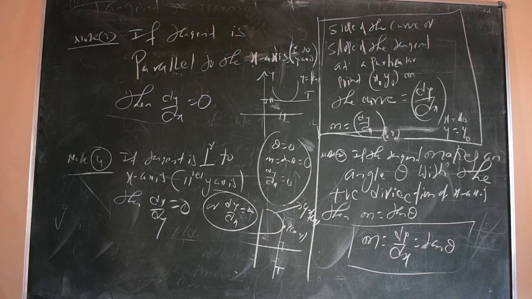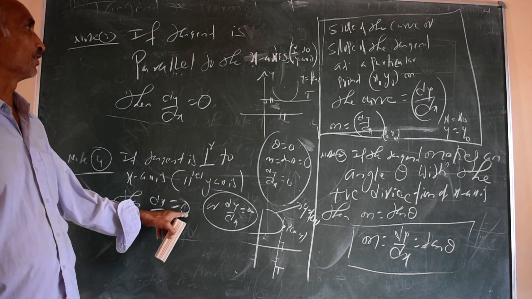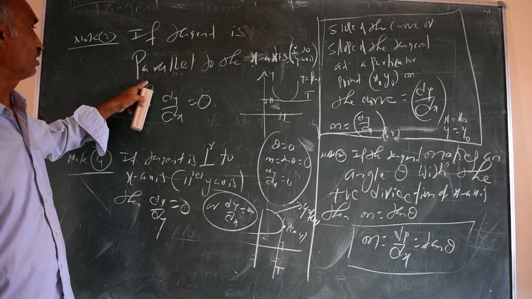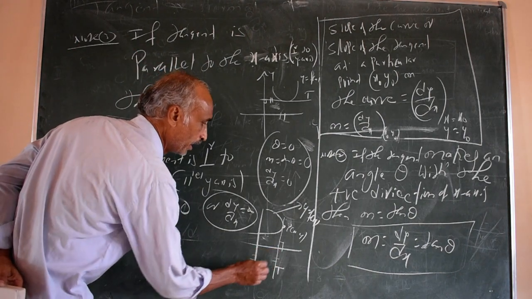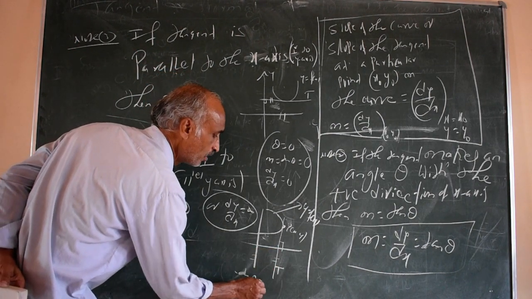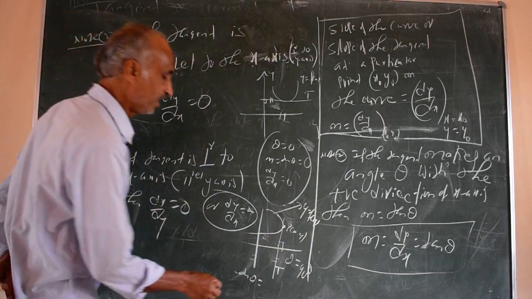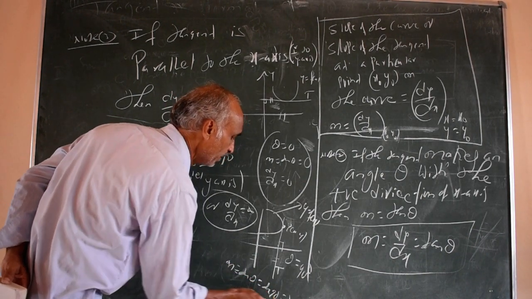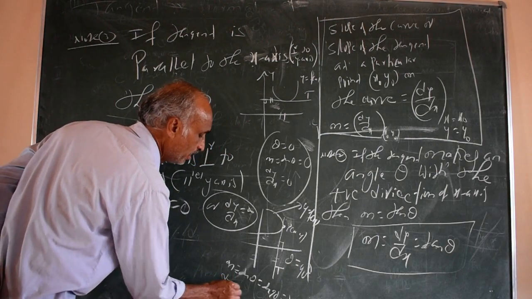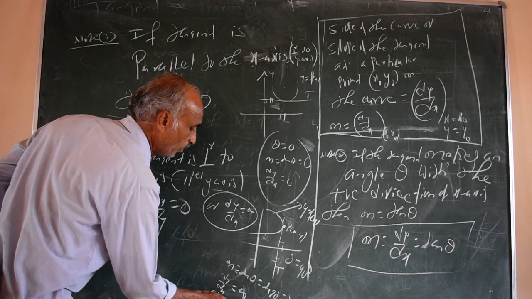If it is parallel to x-axis, then tangent is perpendicular to x-axis. Perpendicular to x-axis same as parallel to y-axis. Then dx by dy is 0. If the tangent is parallel to x-axis or perpendicular to y-axis, then dy by dx is 0. Why? Look here. Then tangent is perpendicular to x-axis means theta is 90. Angle made by the tangent with x-axis is 90. M is equal to tan theta, that's equals to tan 90. Tan 90 is infinity. What is the m? m is dy by dx. Dy by dx is infinity. Reciprocal is taken. Then dx by dy is 0.